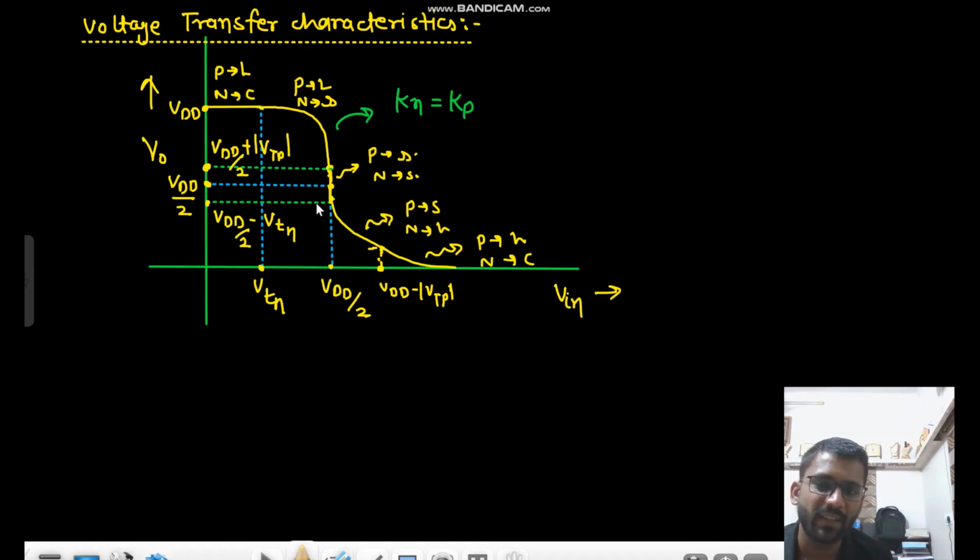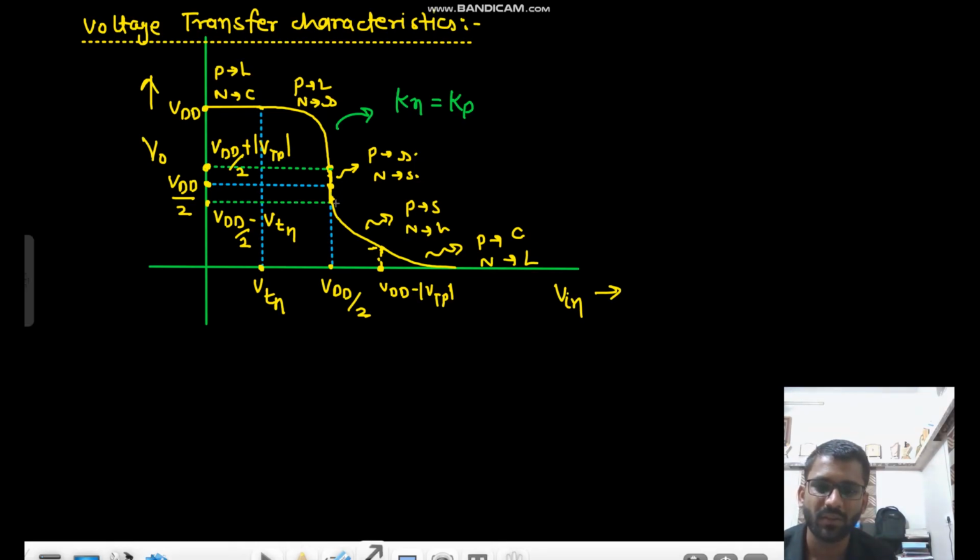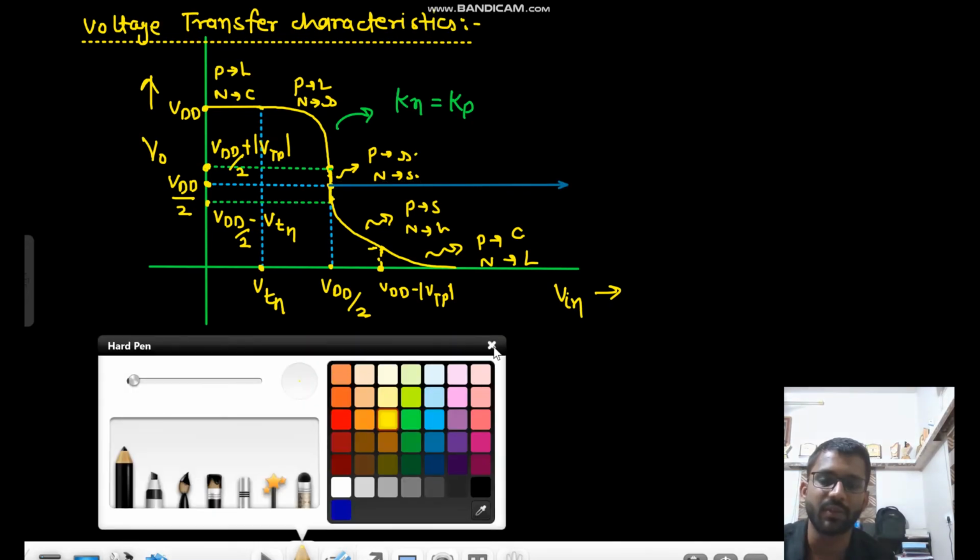Because from here you can see that this characteristic and this characteristic are completely symmetric. After this point, the inversion is happening. Like N is saturation here and P is linear here. After this point, P is saturation, N is linear. Here P is linear, N is cut off. I wrote it opposite. Here your P is cut off and N is linear. So the inversion is happening after this point only. This exact point is known as the switching threshold.